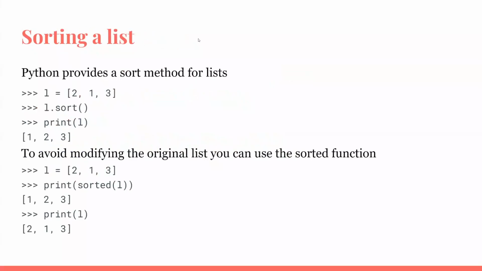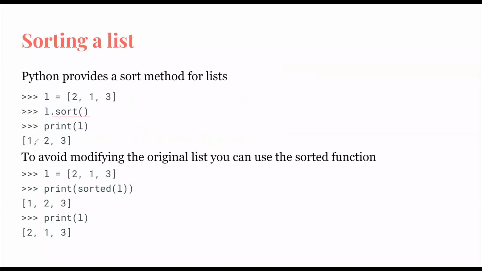Sorting a list. This is actually a bit more complicated, but for numbers at least, you can just do l.sort, and this will give you a sorted list. Like at the start we started from 2, 1, 3. By default, it will sort from smallest to biggest. So it'll have 1, 2, 3.